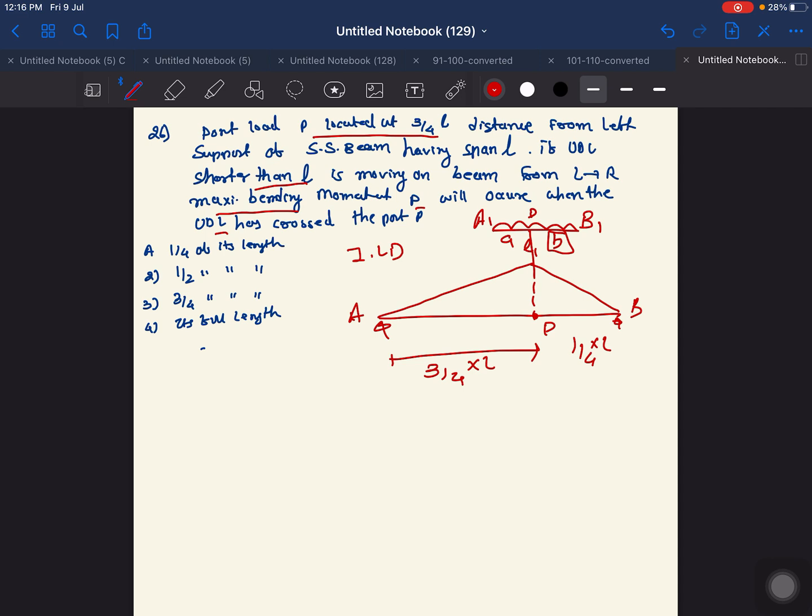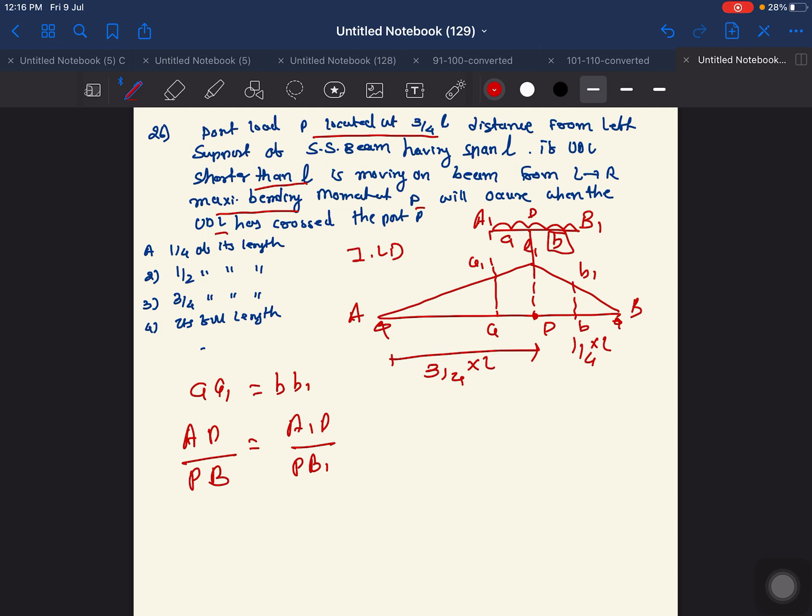So what is required for the maximum bending moment to be possible? These ordinates must be the same. So I'm going to write down A1 and B B1. To make maximum bending moment, this condition must be satisfied: A1 is equal to B B1. That's why, AP divided by PB is equal to A1P divided by PB1.